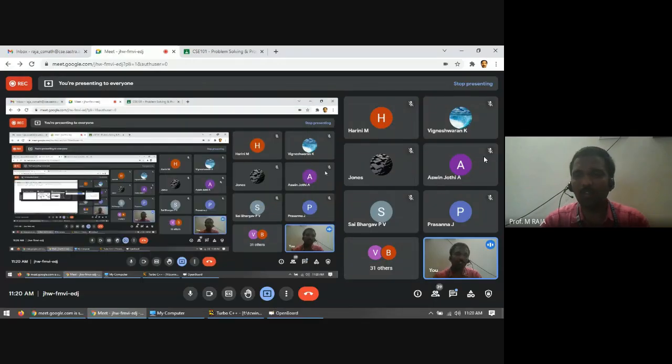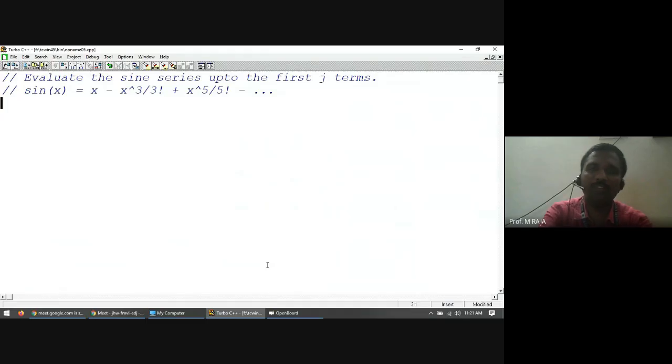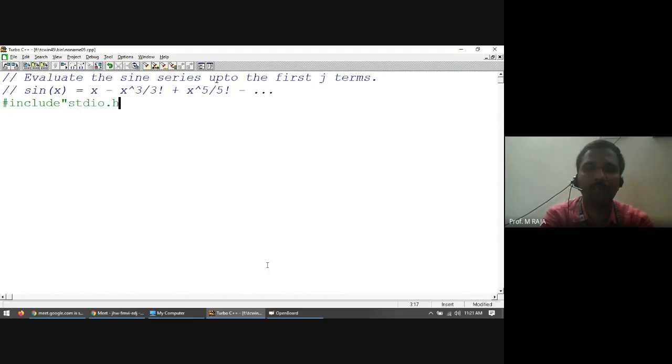Now let us convert this logic into the program and then verify if the program is working correctly, or the logic is working correctly. So let us write the code now. Please listen. First include the header file, hash include stdio.h, and write a main function, int main.